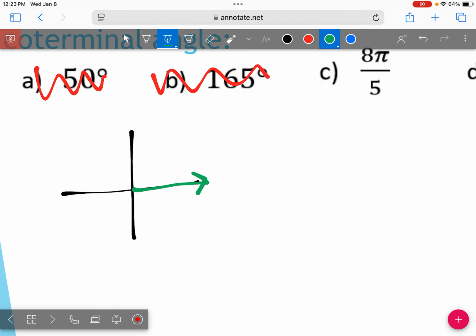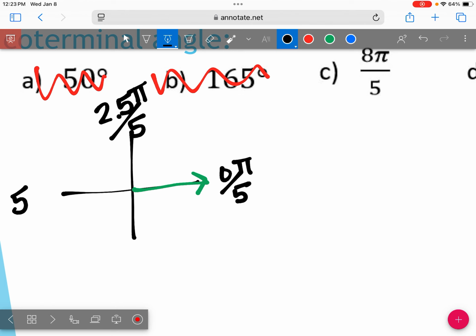All right, let's count by halves. What's half of 5? 2.5. So if we were to write this as a fraction, this would be 0 over 5. So this would be 2.5 over 5. So I'm adding 2.5. And this would be 5 pi over 5. What's 5 plus 2.5? 7.5 over 5.